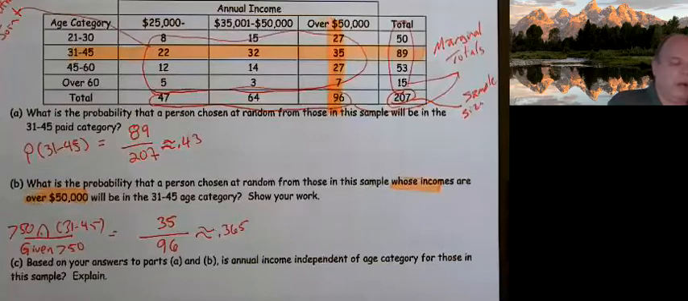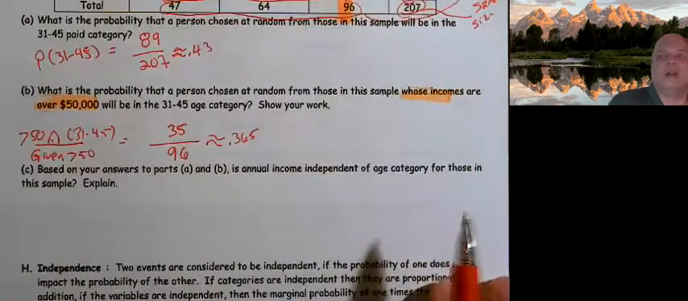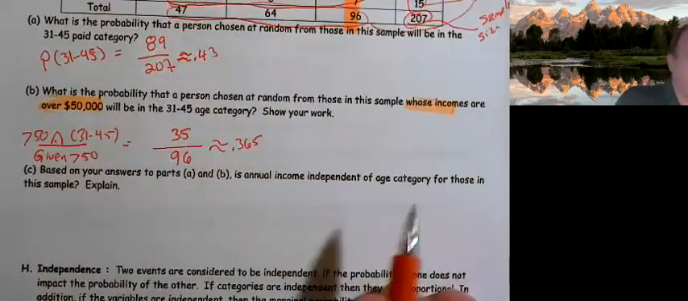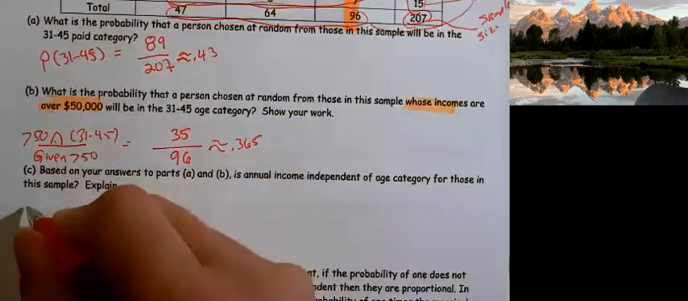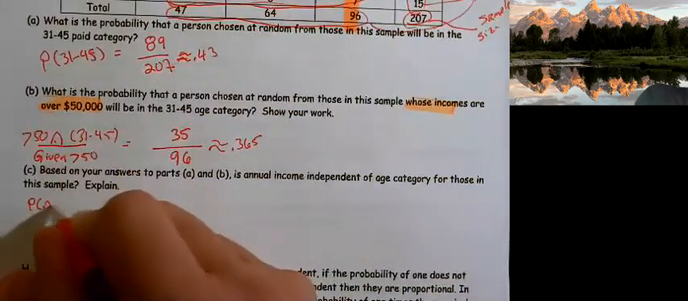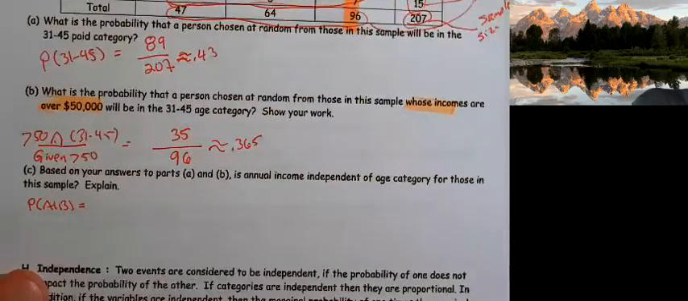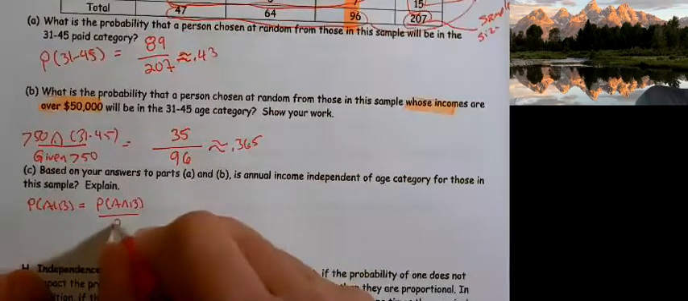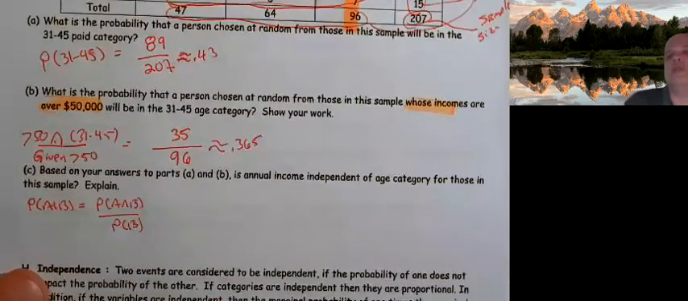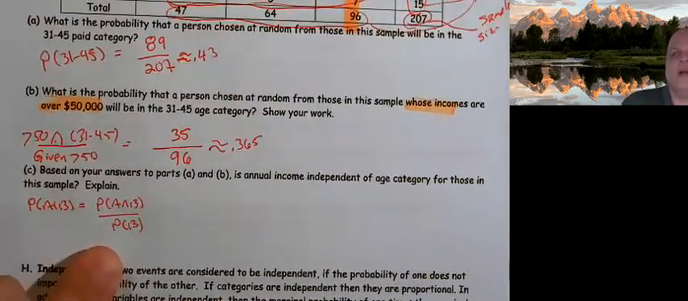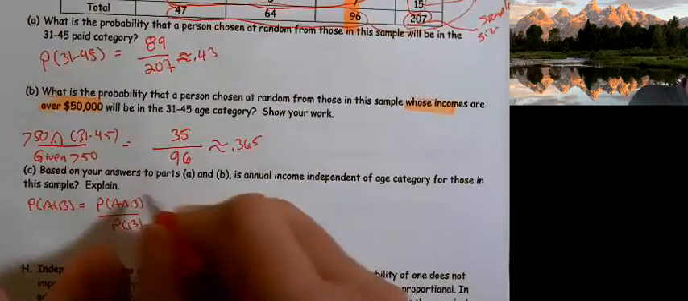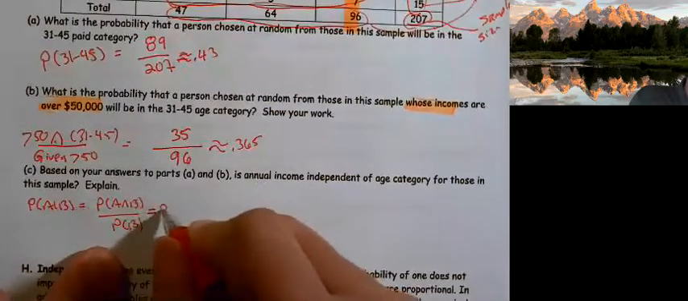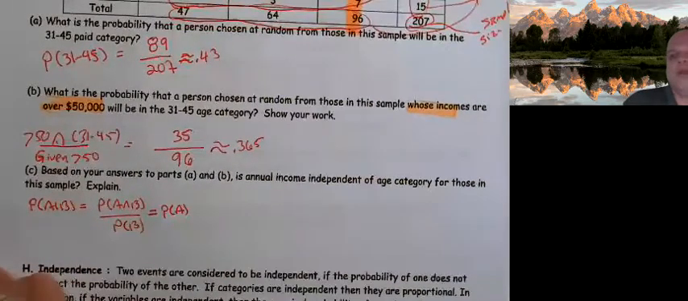You okay with that? All right. So here's what I know about independence. I know that the probability of A given B equals the probability of A and B over the probability of B. This is always true. This is on the formula sheet. This is always true. However, if independent, it equals the probability of A. All right?